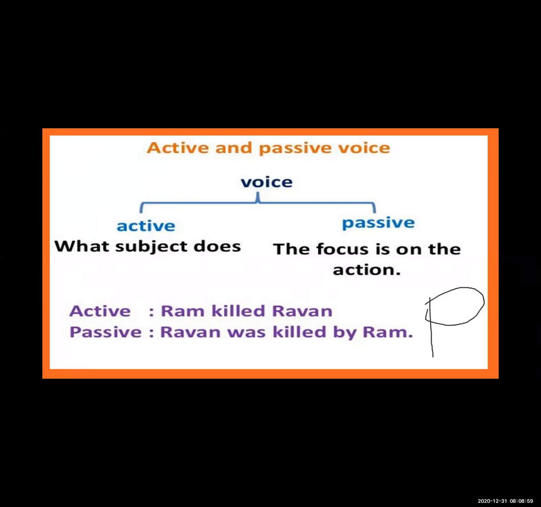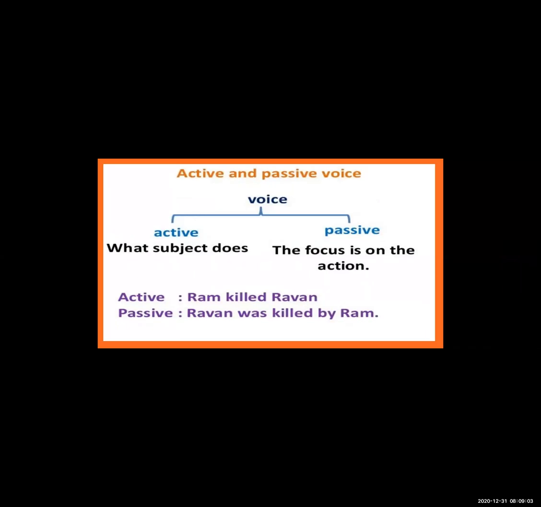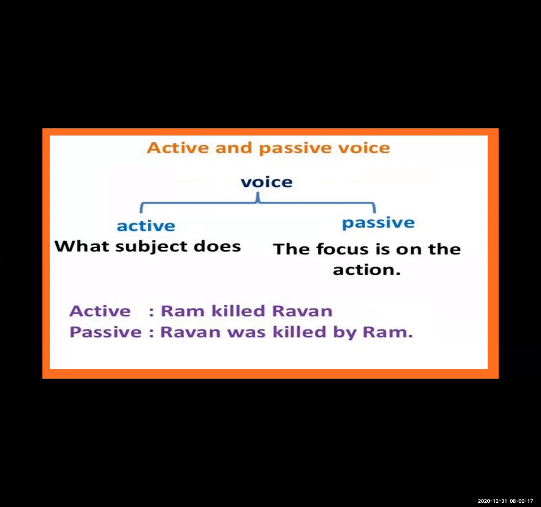Now what is the subject? How to find the subject in the sentence? That is also an important thing. Subject means the doer of action. The doer of action is the subject, means who is performing that action. Now over here, take the sentence, Ram killed Ravana.